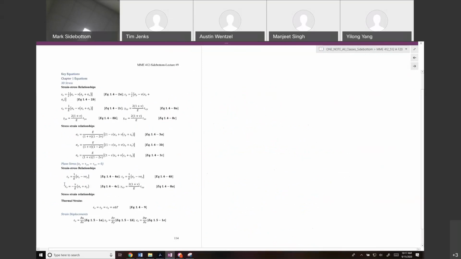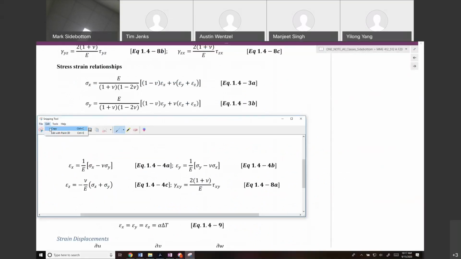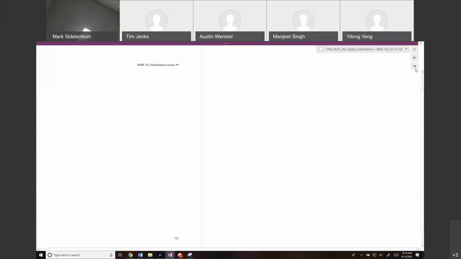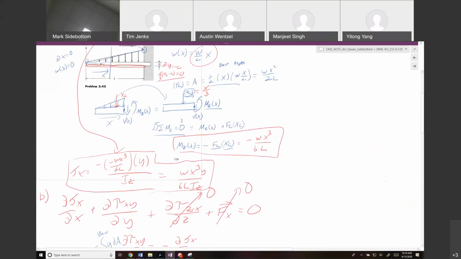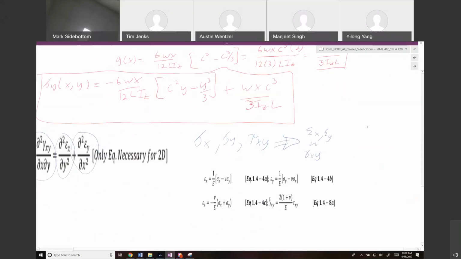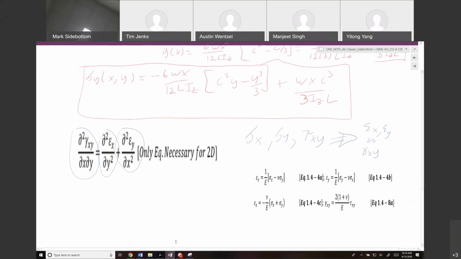So if we look at our stress strain relationships in 2D, we can use our sigma x and our sigma y to solve for our epsilon x, epsilon y, and gamma xy.